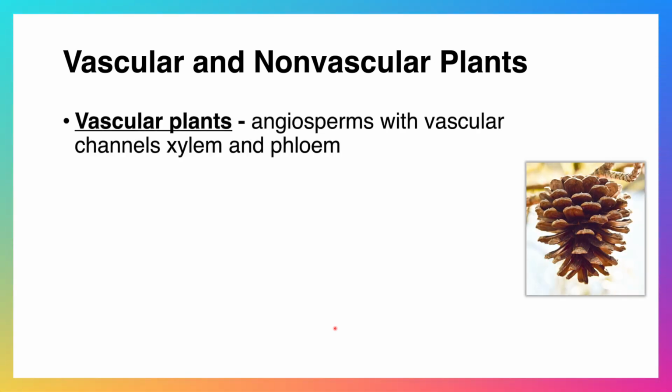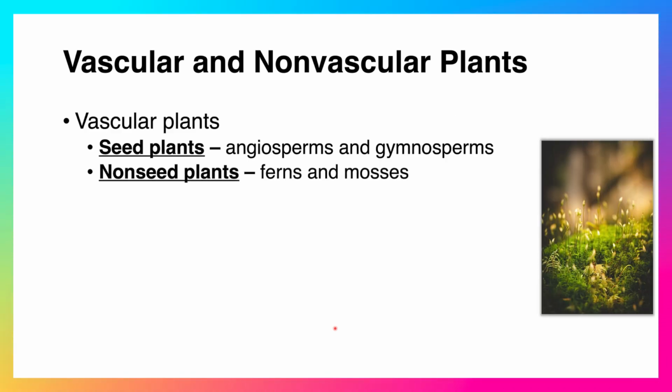A vascular plant is the angiosperm. This is the normal seeded plant with vascular channels that are separated into xylem and phloem, as we've talked about in the past. A large number of vascular plants have seeds. These are either gymnosperms or angiosperms. And then there are also the non-seeded vascular plants, which are ferns and mosses.